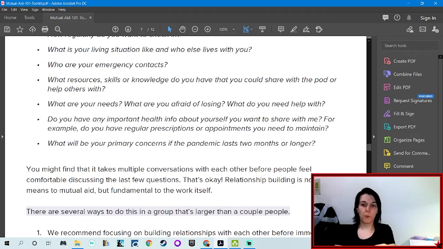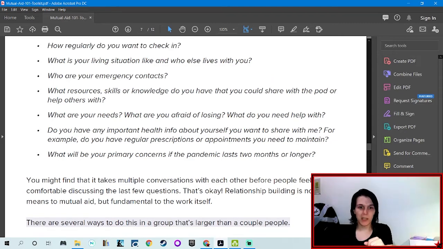Things like prescriptions, appointments that need to be maintained and you might need help getting to or obtaining. What are your primary concerns if, say, the pandemic lasts 2 months or longer, but you could focus that as what are your long-term concerns for the neighborhood, for the block, for the building, for the company, whatever you're organizing in.